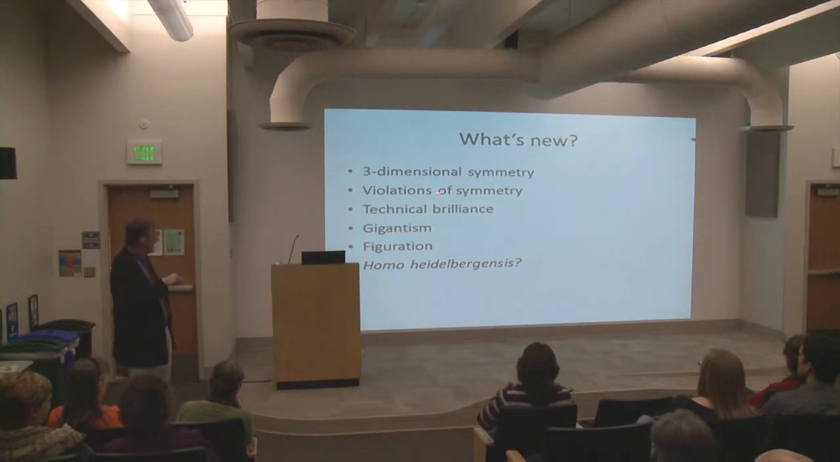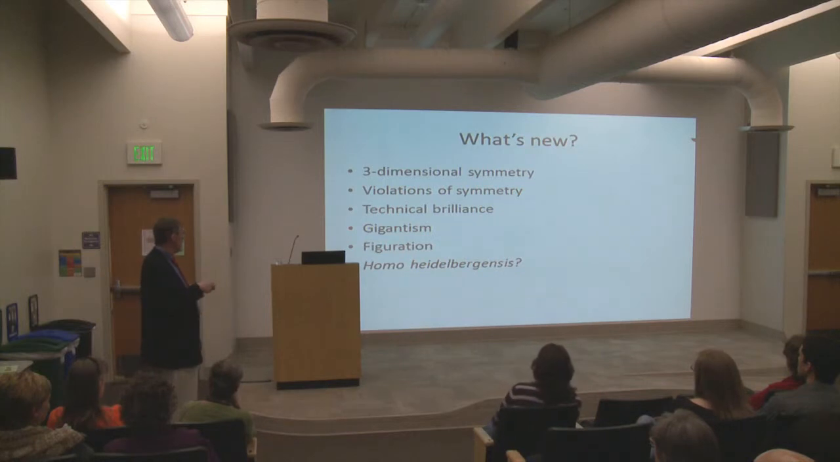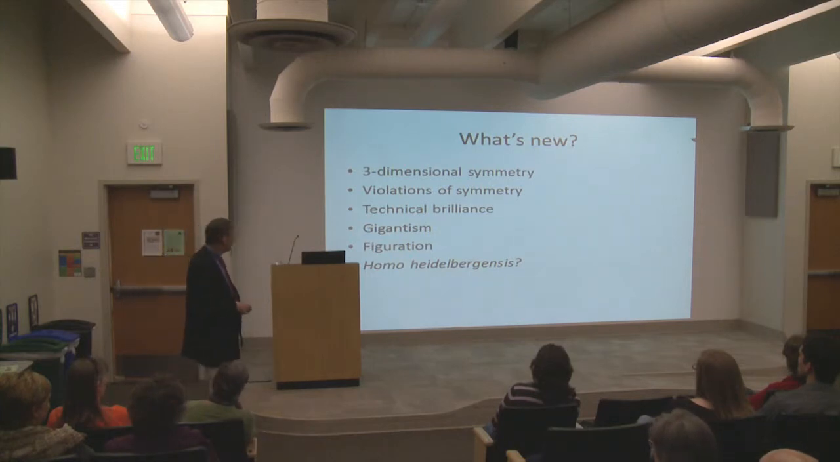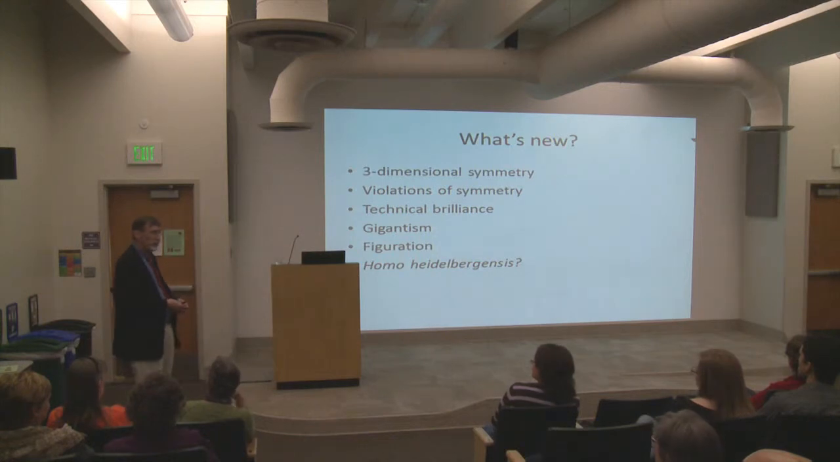Also, we see a lot of violations of symmetry. Clearly, they're playing with the whole basic idea. A lot of technical brilliance, some gigantism, some figuration. Fossil-wise, this is Homo heidelbergensis. Homo heidelbergensis had a brain that's in the modern range in terms of size.